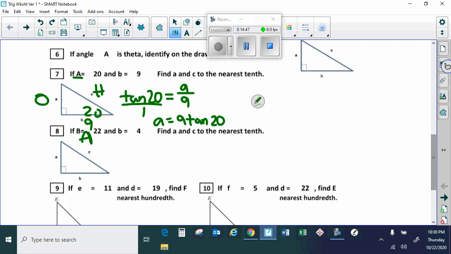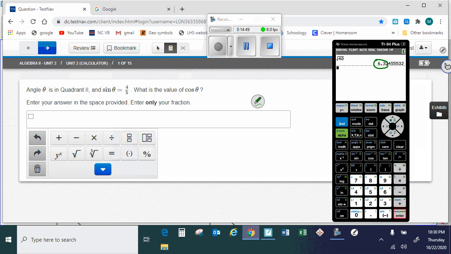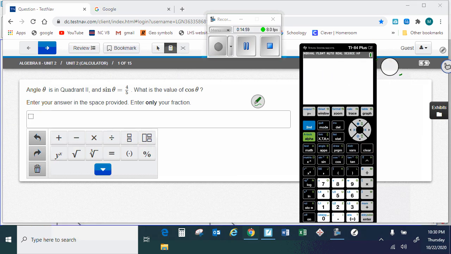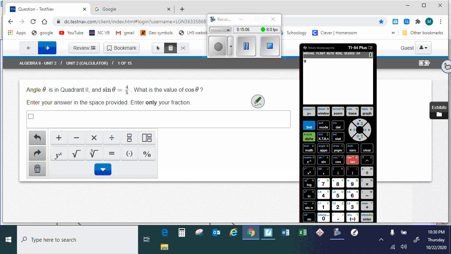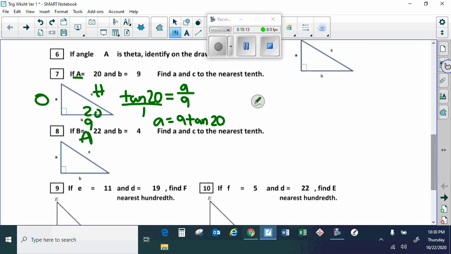Put that in a calculator. Now, don't forget, I have to change the mode to degrees. Second quit. Right next to it moves it back. I can clear that off. Okay. And what was the problem I was doing again? 9 tangent 20. 3.3, if we're going to the nearest tenth. Yes. So A is approximately 3.3. No units given, so I don't have to worry about that.